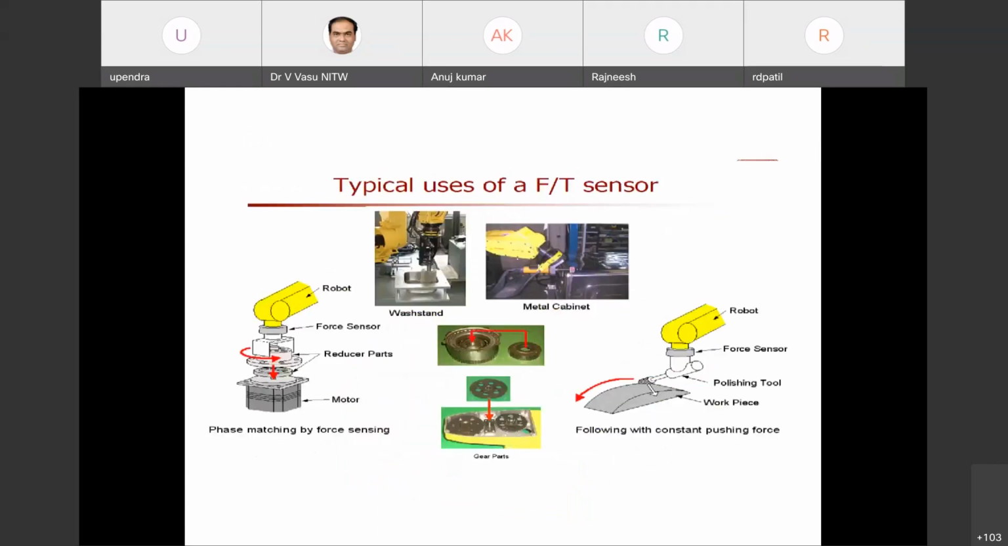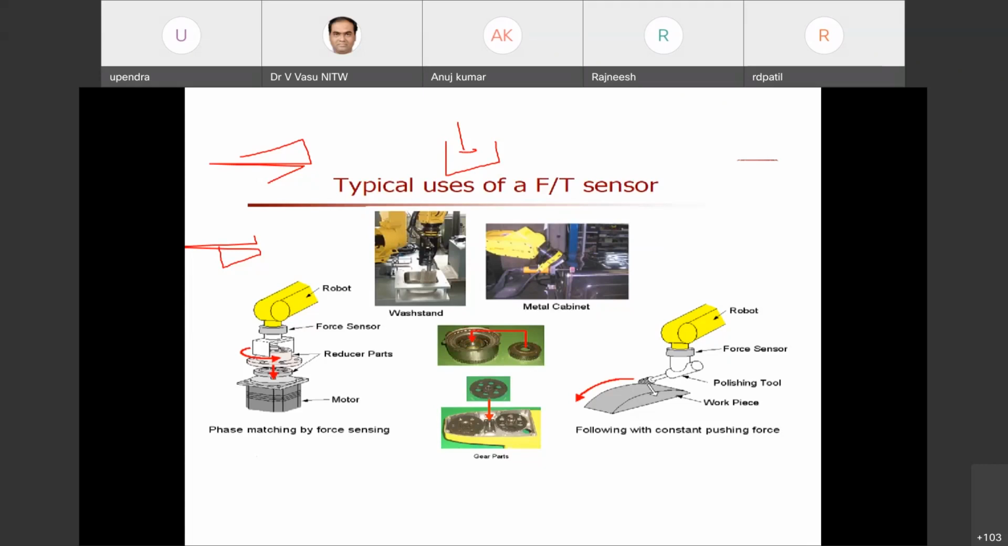So why do we want these force strain gauges in robotic applications? If you want to make an assembly operation, suppose I want to fit this object or nut in a particular portion, then I have to apply an appropriate force. How much force has to be applied can also be determined by using this force sensor.